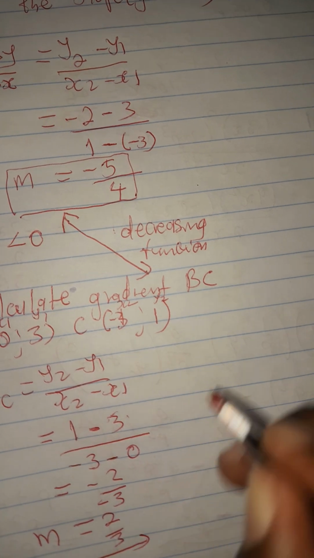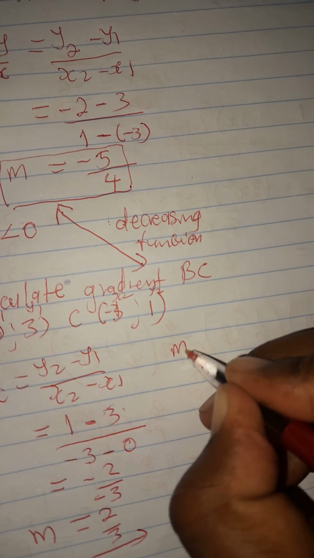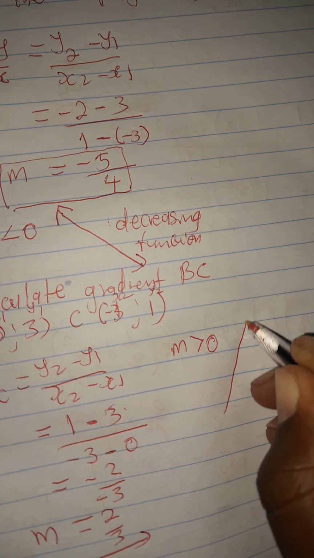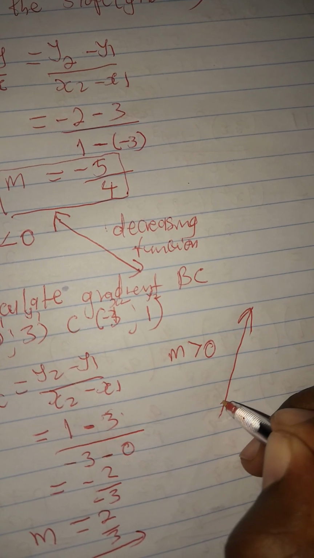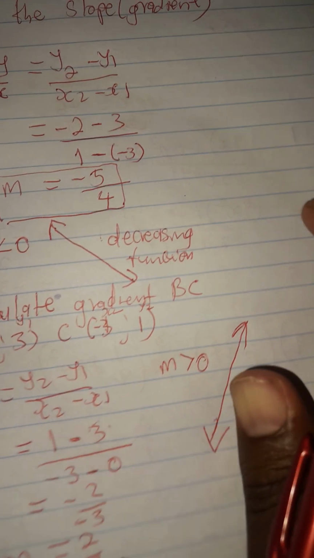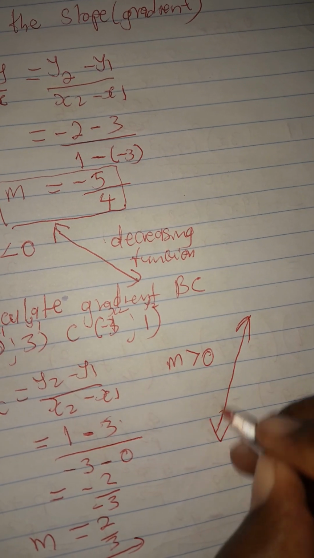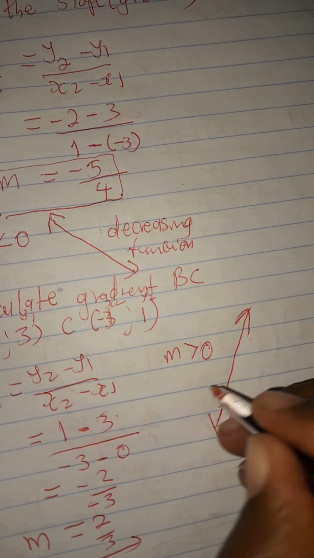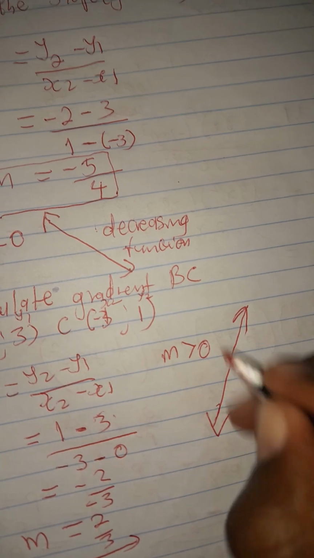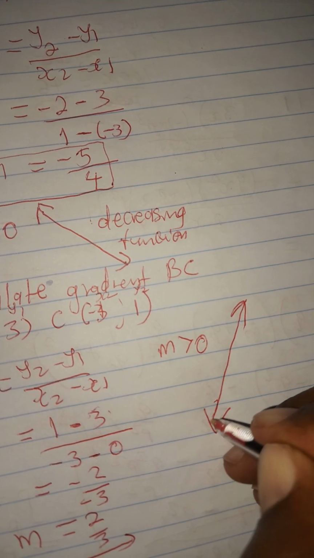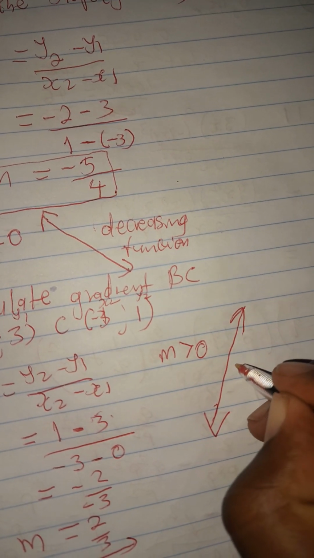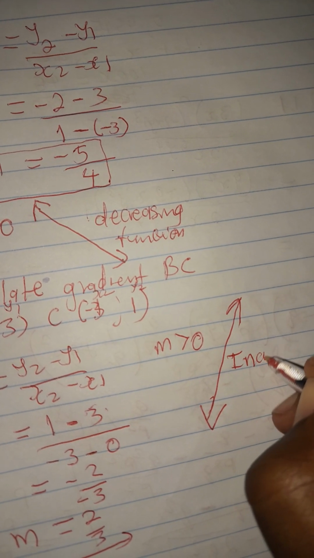Is this gradient positive or negative? It's positive, meaning that m is greater than 0. So when m is greater than 0, it means it's a positive gradient, and graphically the line is going up, meaning that this is an increasing function.